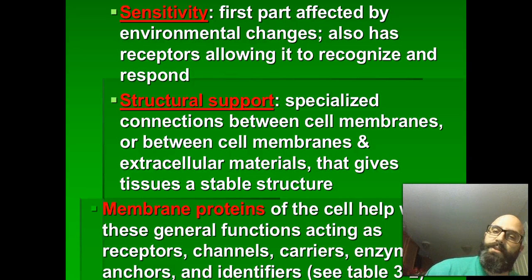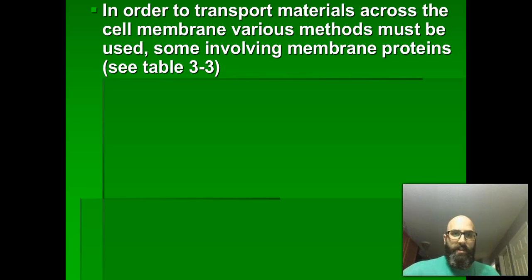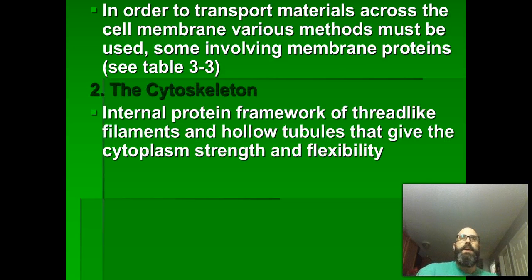There are several different kinds. You have receptors, channels, carrier proteins, enzymes, anchors, identifiers. There's tons of them in your book labeled 3-2. You don't have to know specific ones, but later in part 4 of our notes, we're really going to get into receptors, channel proteins, and carrier proteins when we talk about things moving in and out of a cell. We'll get into that later. In order to transport materials across the cell membrane, a whole bunch of different methods are used. There's a table in your book, table 3.3, that outlines some of these methods, but I cover them more in depth in part 4, so we're going to tackle that topic there.